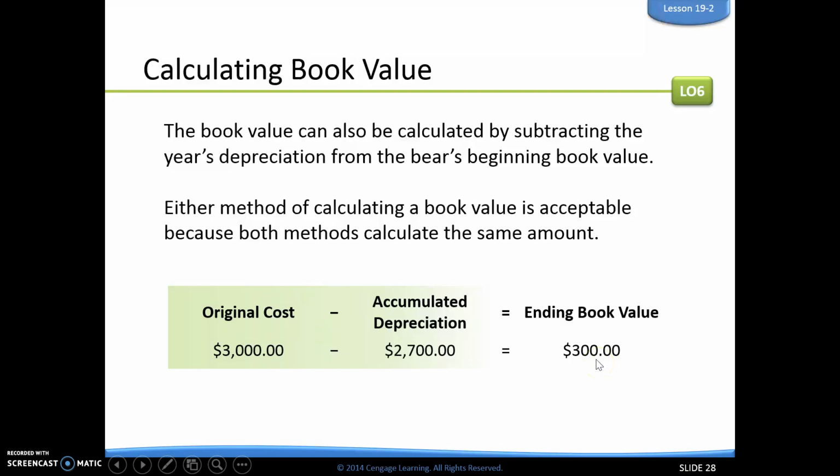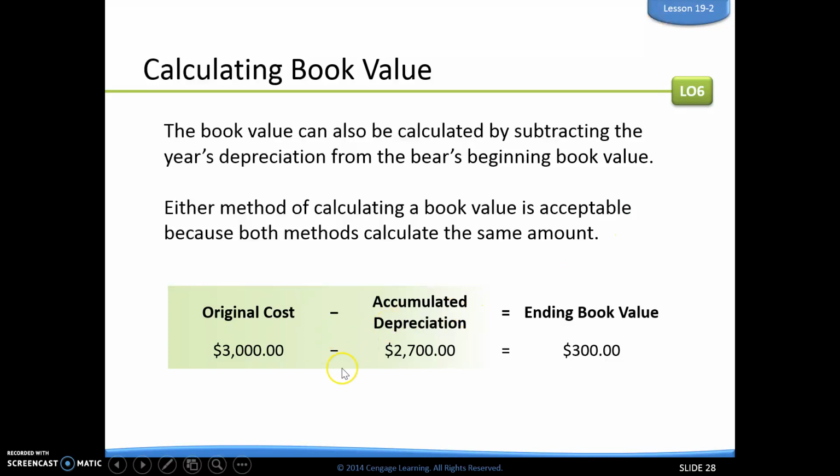You can also do it by subtracting the year's depreciation from the, this should be, I don't know why I have that typed wrong. Ignore that. That should just be from the beginning book value. Either method that you use is going to be acceptable because they both calculate the same value. So whichever method you choose to use is fine.